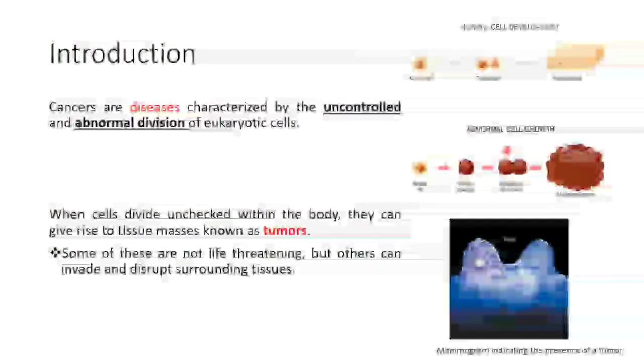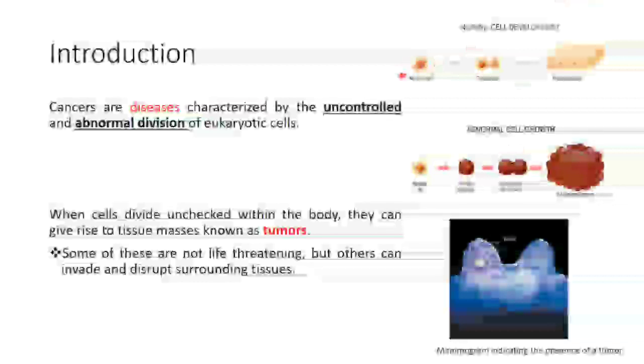So we went through some key facts to see in general what the effect of cancer is, and we will now start the introduction of this chapter. I will start by defining the term cancer. Cancer, guys, is considered a disease. It's a disease characterized by, 1, uncontrolled, and 2, abnormal cell division.